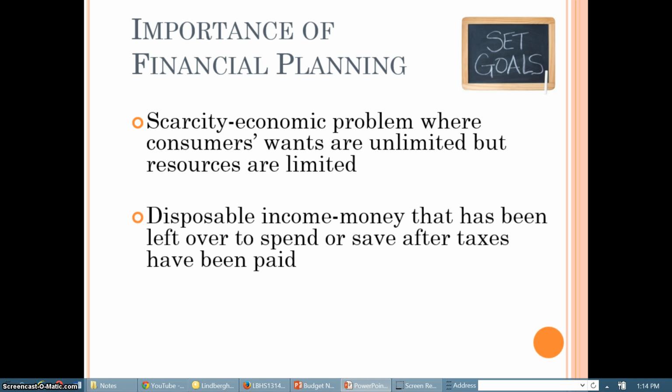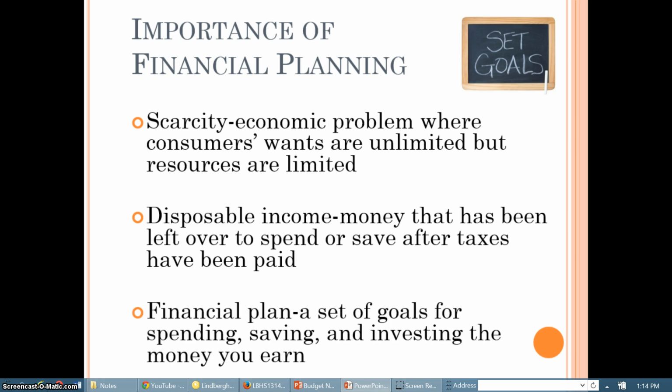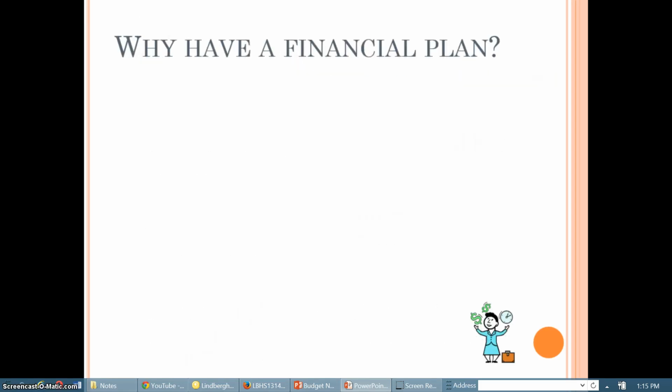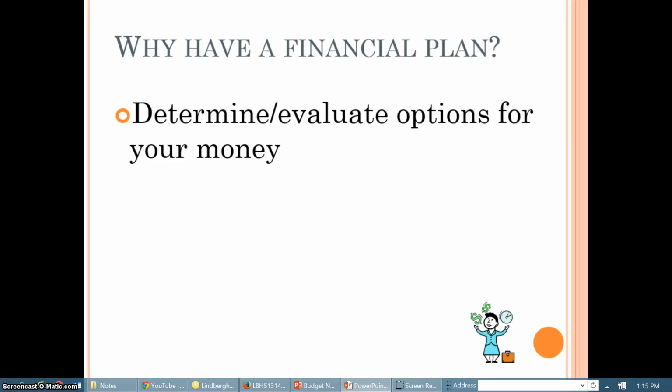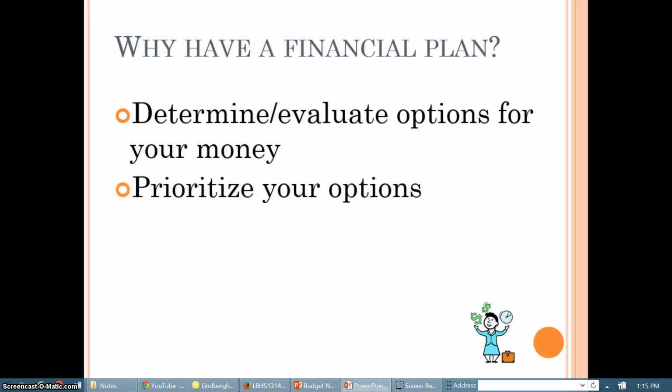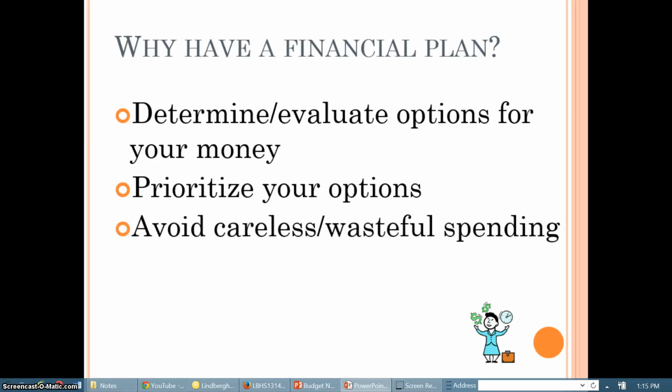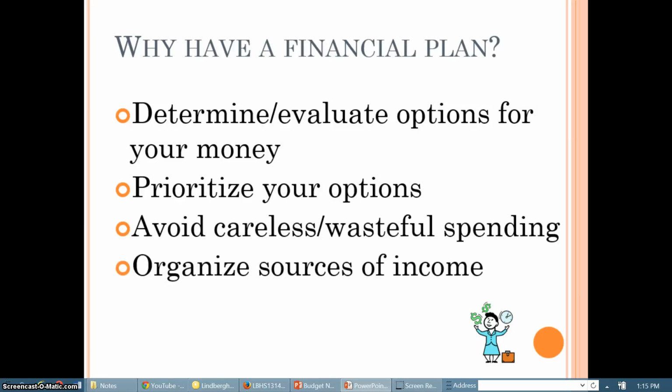Your disposable income then determines how much you can spend or save after taxes have been paid. So if I develop an effective financial plan, which is a set of goals for spending, saving, and investing the money you earn, you will make better financial decisions and meet those needs and wants. So I have a financial plan. It helps you to determine and evaluate options for your money, prioritize your options, avoid careless and wasteful spending, and organize your sources of income. It also helps you avoid those crazy money worries.